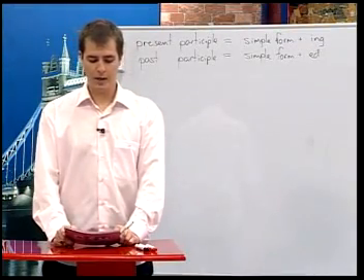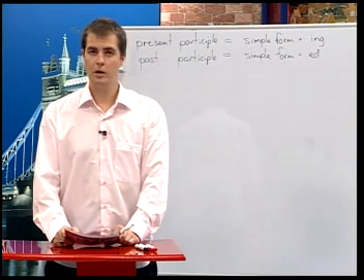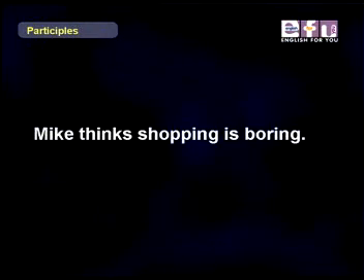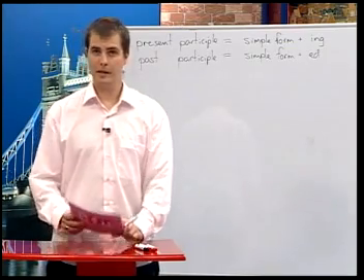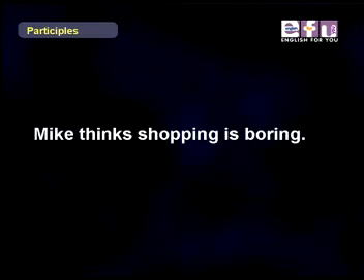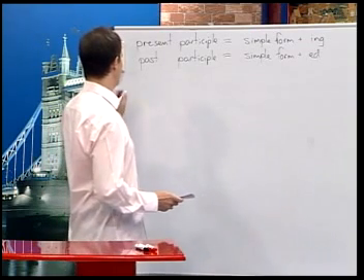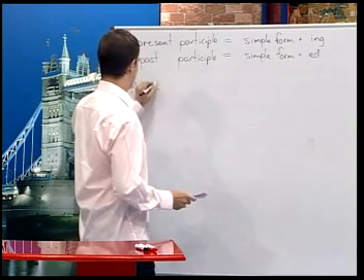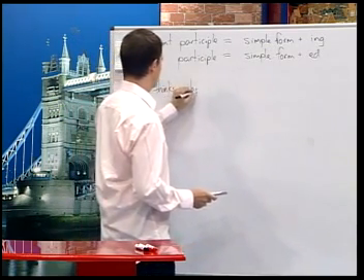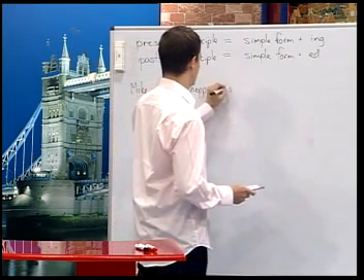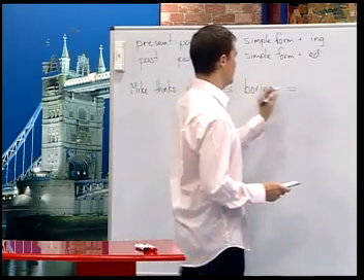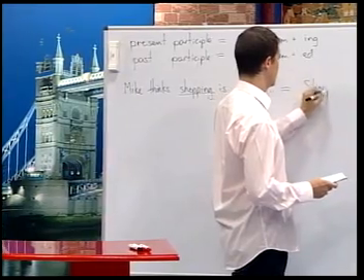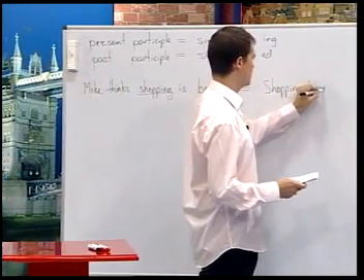The present participle expresses how the subject affects someone or something. The first sentence expresses the effect shopping has on Mike. The present participle conveys an active meaning. The noun it modifies does something. So Mike thinks shopping is boring. This means, let's put that on the board. Mike thinks shopping is boring. So shopping is boring. This means shopping bores Mike.